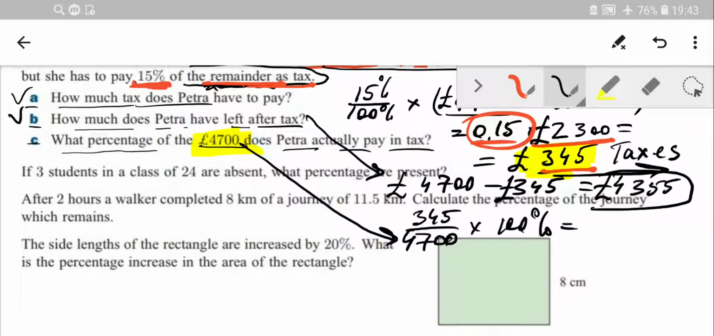All right, so let's do it. 345 multiplied by 100 and over 4,700. So we'll get 7.55. Let me just check that it's right. Yeah, it's right. So 7.55 as a percentage, and we round up. Okay, that's it. Let's move next.